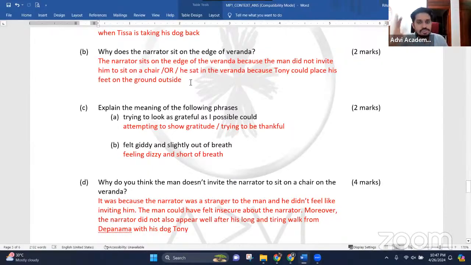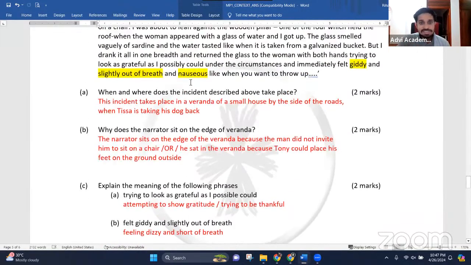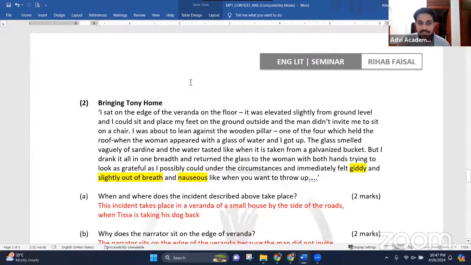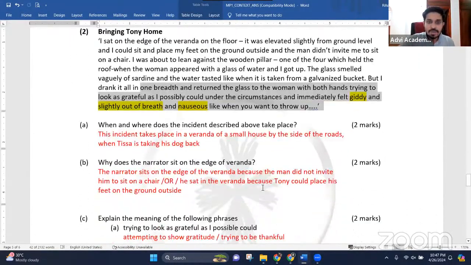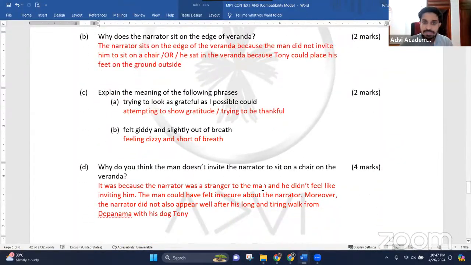Worst case, let's say you lose 2. Still, you might get at least 1 if you try. Right? Bringing Tony home, of course, come on. There are no hard words. They will just ask about words like nauseous or giddy. But if you read the line, you will understand what that means. He's saying he feels uncomfortable, he can't breathe, and he wants to throw up. That's basically giddy and nauseous. You can just put that same thing here.